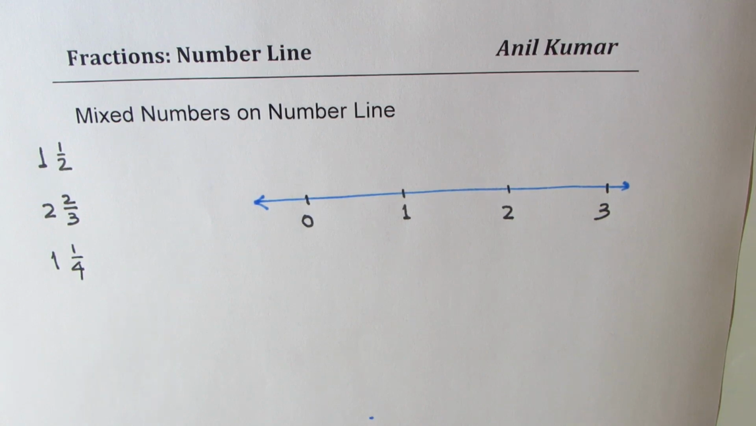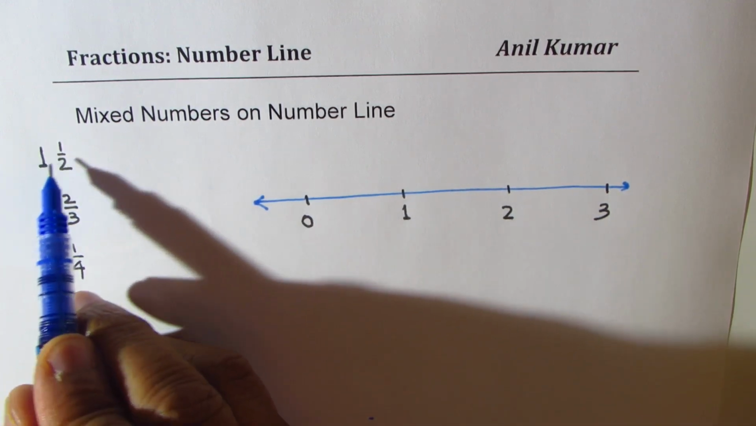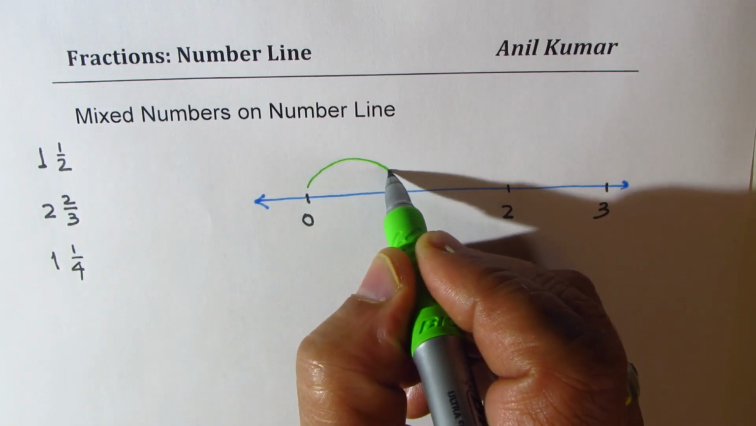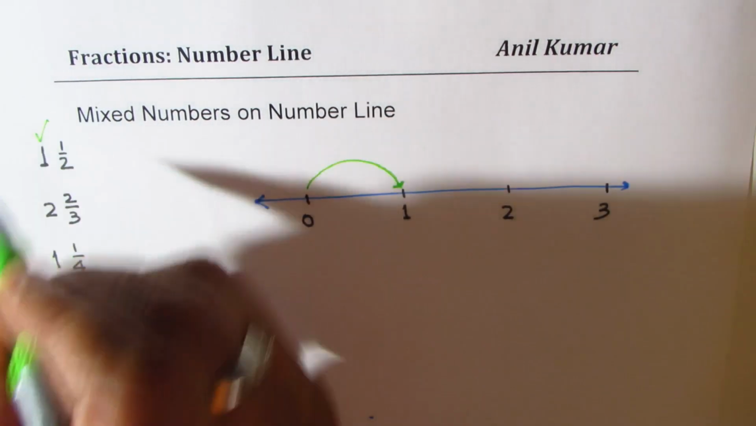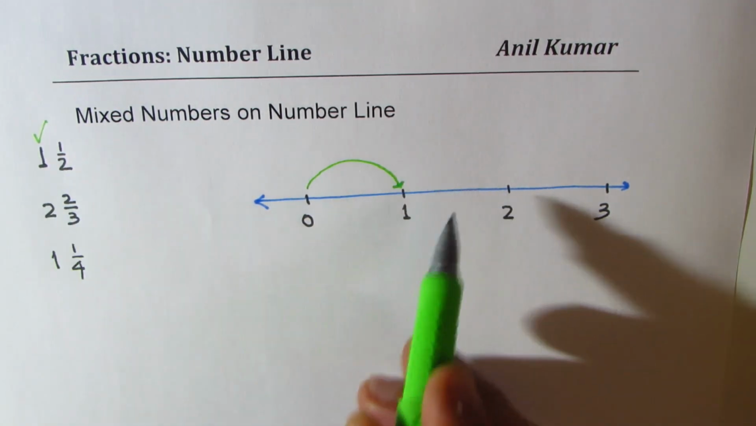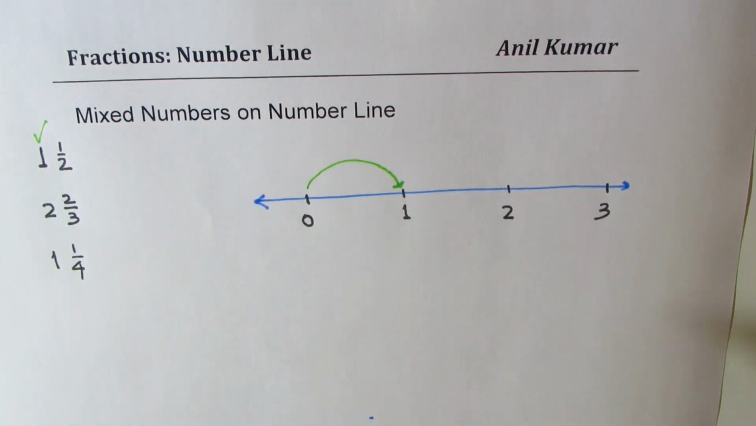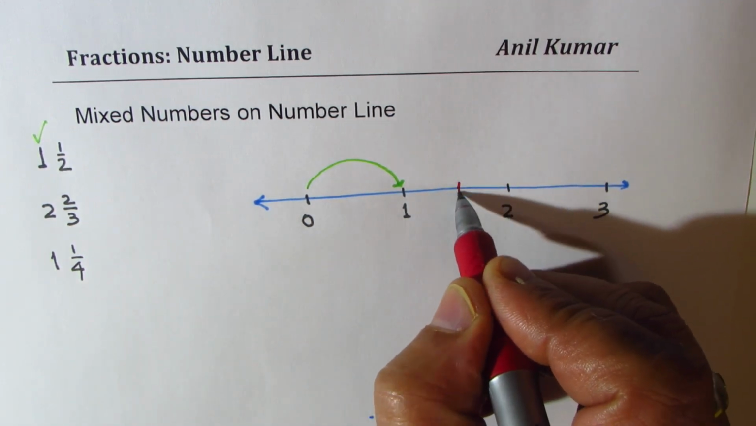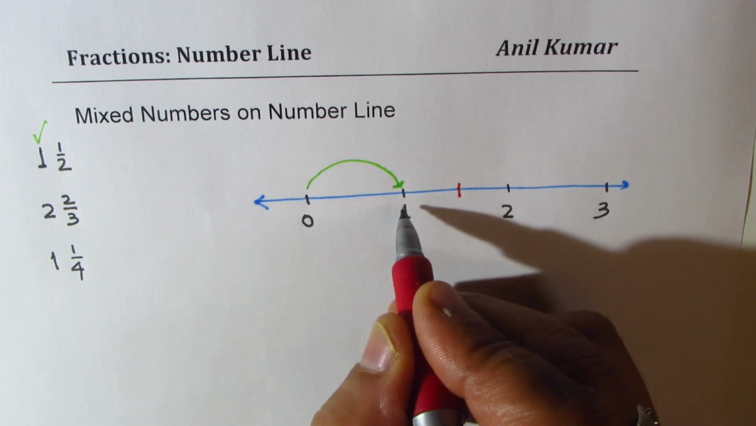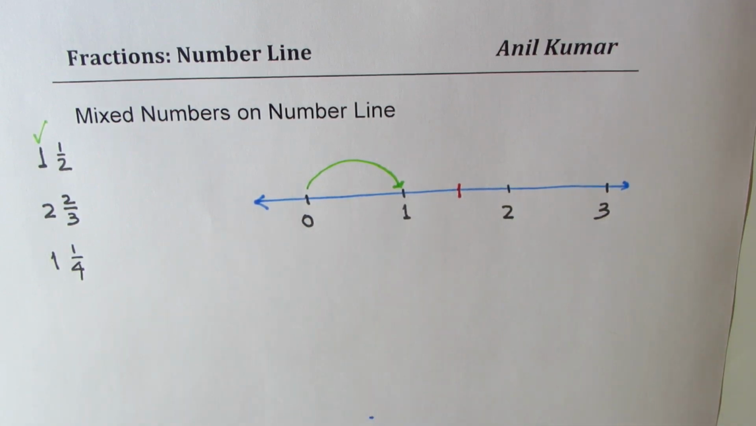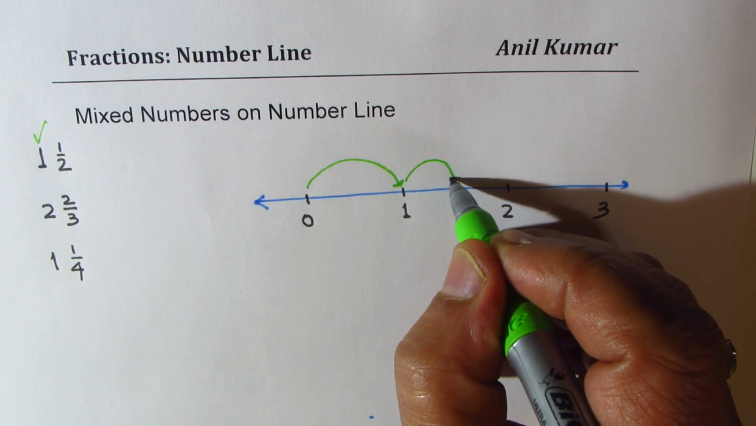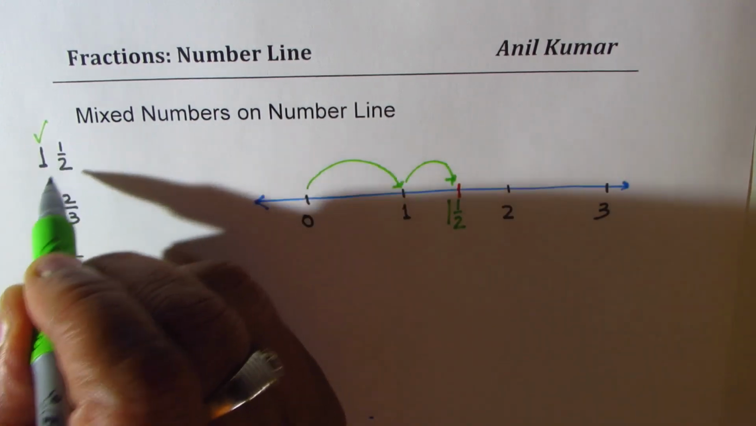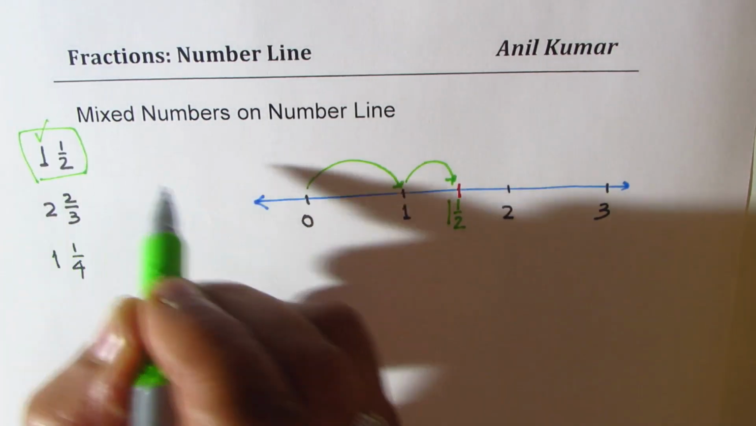Okay, so let's try it. Now when we say 1.5, that means we have already moved from 0 to 1, that is 1 unit, right? So we have taken care of 1 and we have to go half more. So to get to half, we can divide the distance between 1 and 2 into 2 equal parts. So that becomes half of the distance. So moving from 1 to half gives you 1.5. Does it make sense? So that is how you get 1.5. Is that clear?